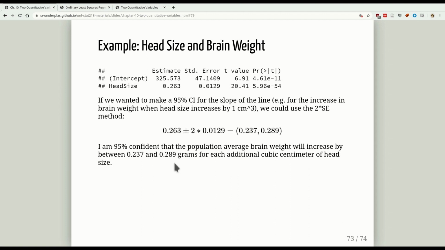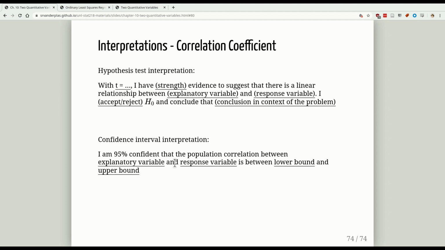So that's not too terrible, I think. The nice thing is you don't have to compute the standard error for the slope yourself. You just have to find the right number. Okay. If we interpret things for the correlation coefficient, the basic interpretations don't change, in the confidence interval especially. We have to say I am 95% confident that the population correlation between x and y is between lower bound and upper bound. So that's really the only change.